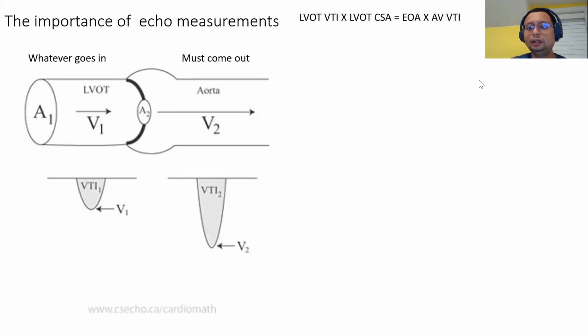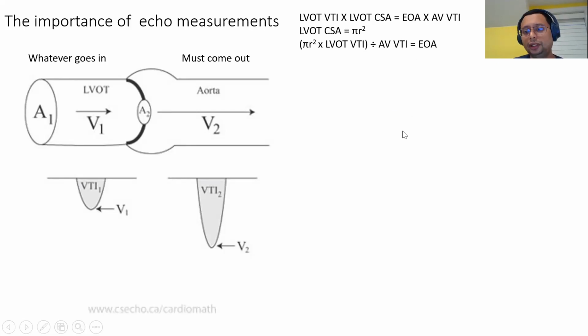If you look at the formula, LVOT VTI times LVOT surface area equals effective orifice area times aortic valve VTI. Pi r squared is LVOT surface area. So we rearrange the equation: pi r squared times LVOT VTI over aortic valve VTI is the effective orifice area. This is how we calculate effective orifice area, be it on a native valve or prosthetic valve.